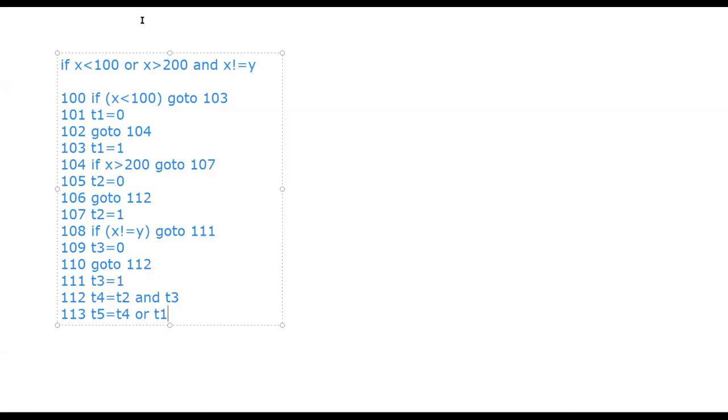Now you can practice the condition I'm giving you as an assignment: if A is less than B and C is less than D or E is less than F. You can practice this and design the 3 address code for this Boolean expression. I hope this concept is clear to you, how to execute the Boolean expression or how to convert the Boolean expression into 3 address code.